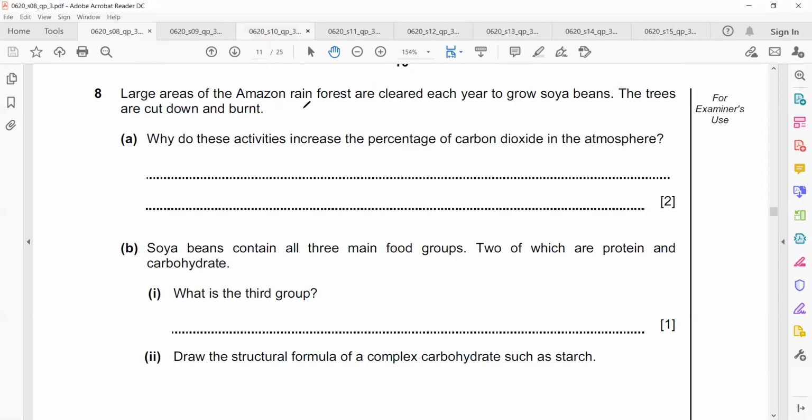Large areas of the Amazon rainforest are cleared each year to grow soya beans. The trees are cut down and burned. Why do these activities increase the percentage of carbon dioxide in the atmosphere? So it's 2 marks. This is not related to organic chemistry, but it is related to the carbon cycle. So what is the reason why the percentage of carbon dioxide increases when we cut the trees and burn them to grow soya beans?